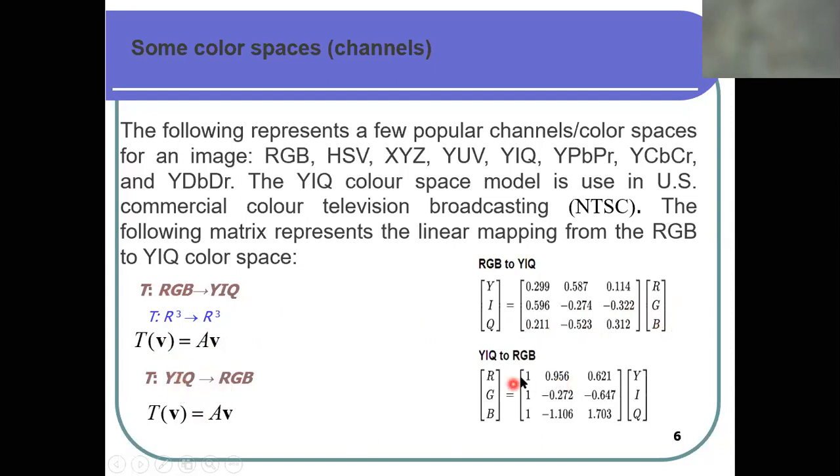So you have to calculate the inverse of this matrix. If you calculate the inverse of this matrix and multiply it with this, you will get RGB back. In that case, this is YIQ to RGB, again in terms of transformation, T of V is equal to A times V. Here A is basically this one, and V is the input from this one. So this is again a three-dimensional vector space.